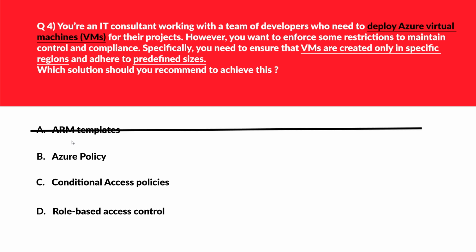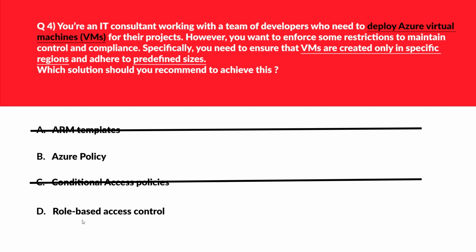Let's move to option C first. C says conditional access policies. We have seen this in previous videos like AZ-900. Conditional access policies are like if-then-else statements. Conditional access policies cannot address virtual machine provisioning or deployment as required by the question. The keyword is deployment, right, or provisioning. So conditional access policies cannot do it. This is out.